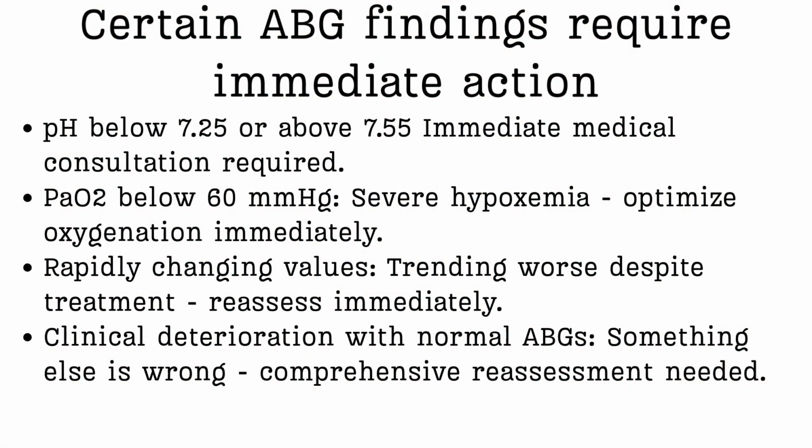Certain ABG findings require immediate action, regardless of your treatment plan. pH below 7.25 or above 7.55. Immediate medical consultation required. PaO2 below 60 mmHg, severe hypoxemia, optimize oxygenation immediately. Rapidly changing values, trending worse despite treatment, reassess immediately. Clinical deterioration with normal ABGs, something else is wrong, comprehensive reassessment needed.